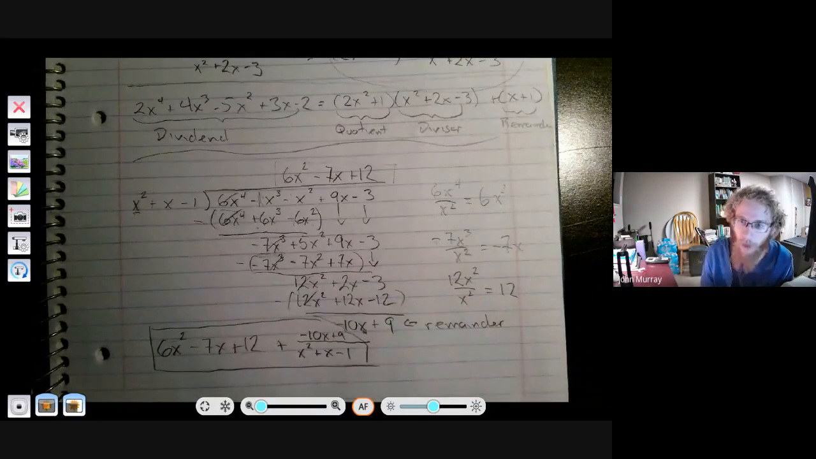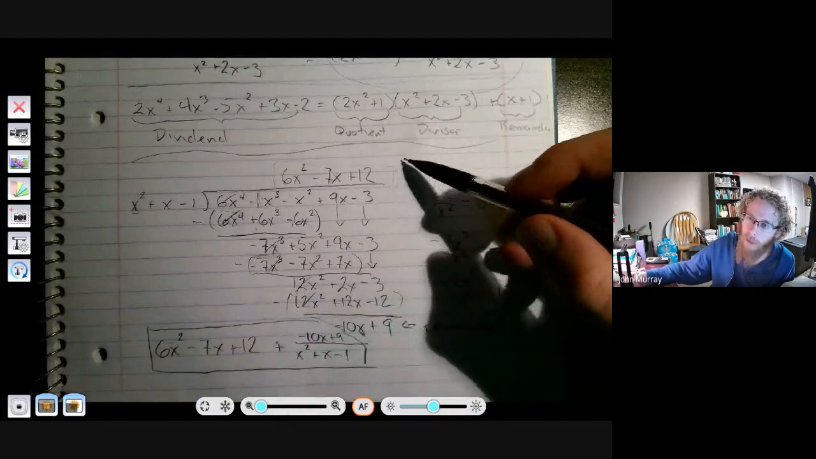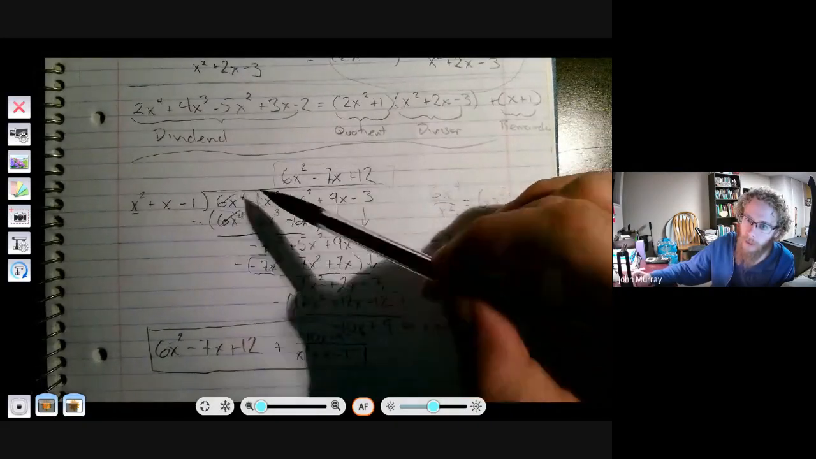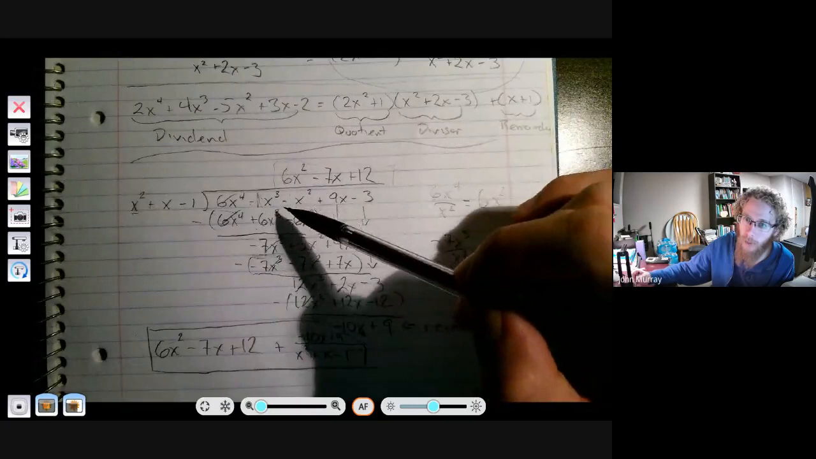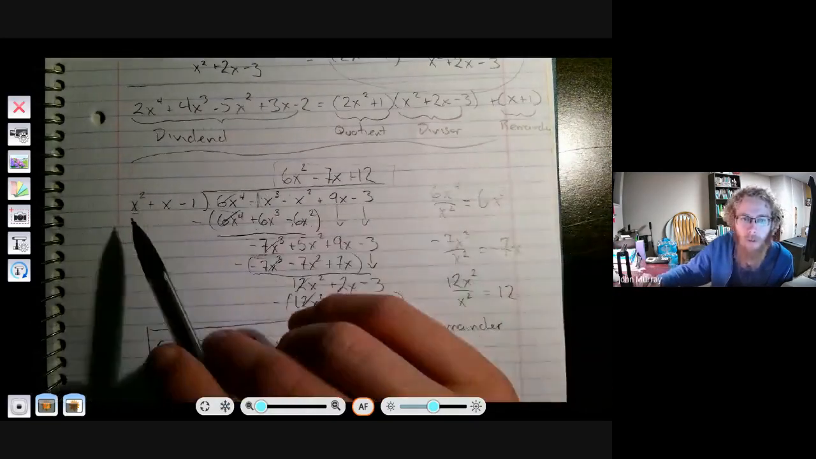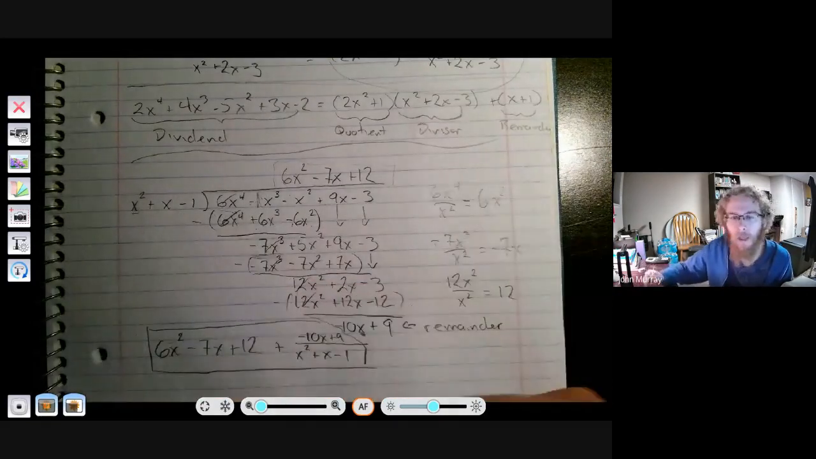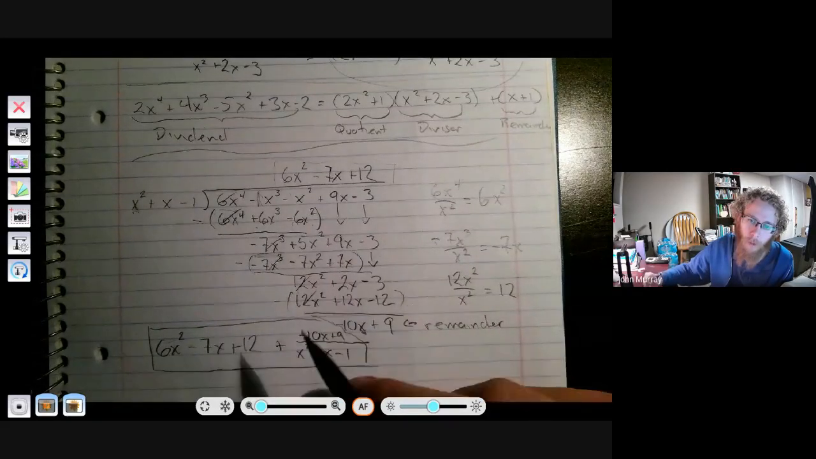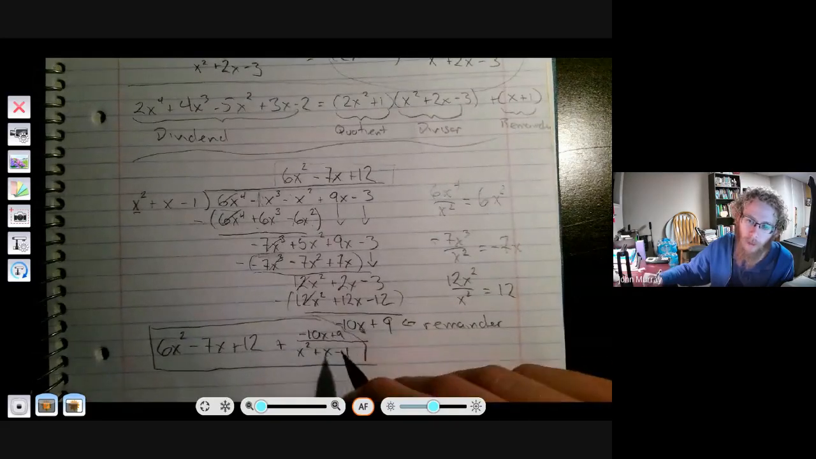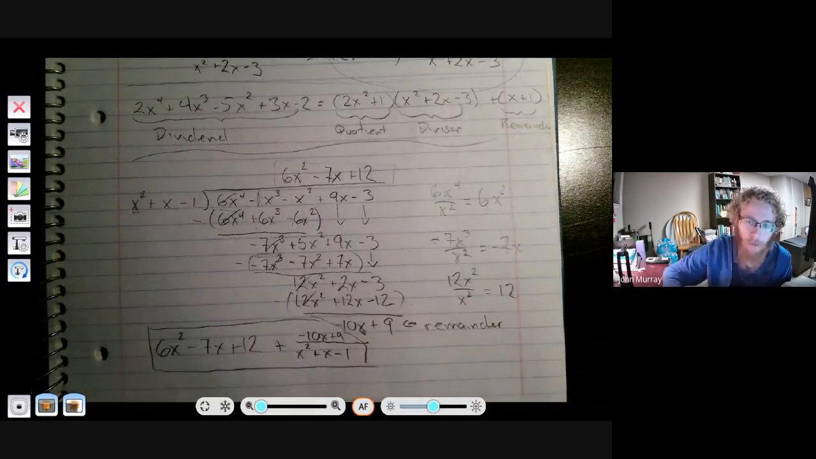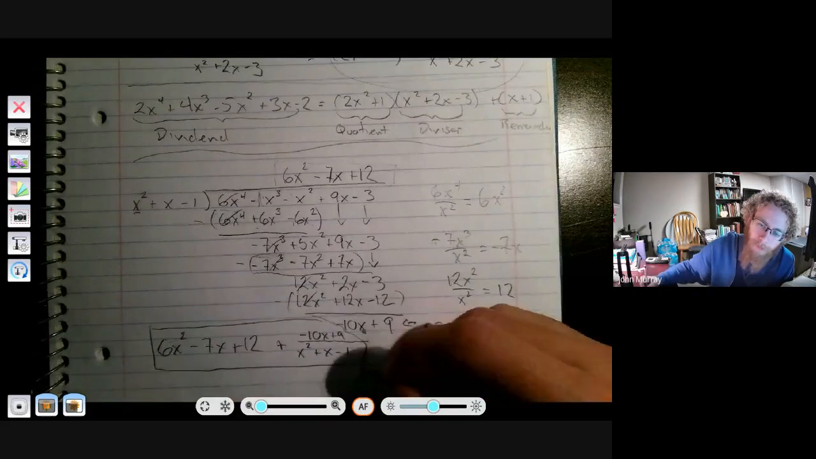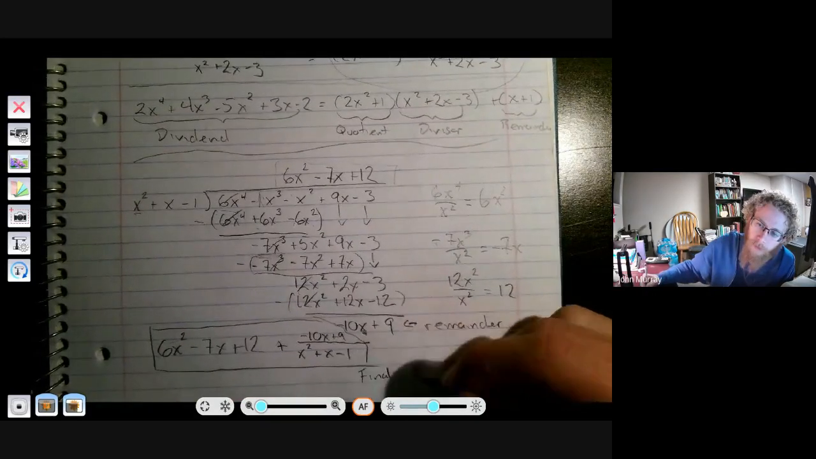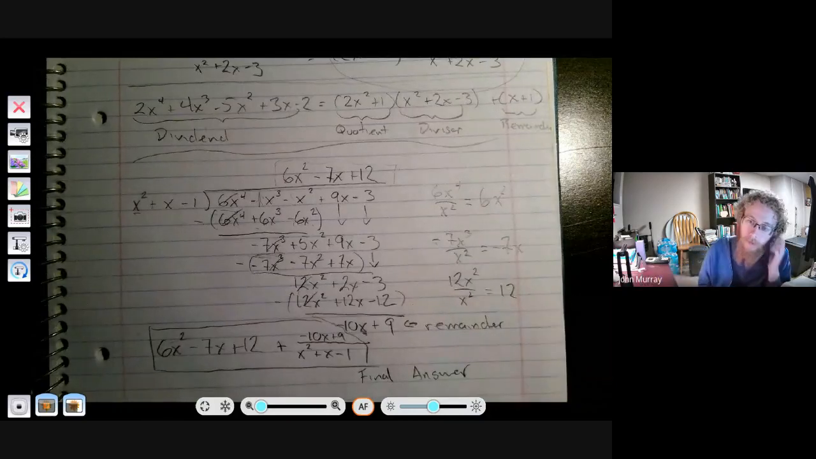All right, so our quotient, our answer to 6x to the fourth minus x cubed minus x squared plus 9x minus 3 divided by x squared plus x minus 1, is 6x squared minus 7x plus 12 plus negative 10x plus 9 over x squared plus x minus 1. Okay, any questions with that?